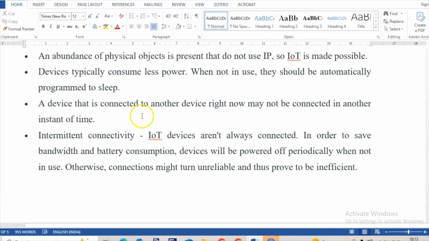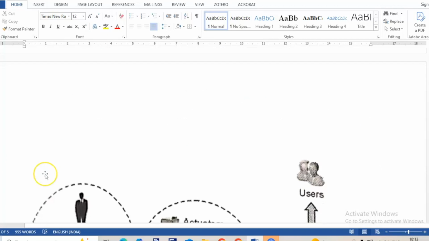A device that is connected to another device right now may not be connected in another instant of time. Intermittent connectivity: IoT devices aren't always connected. In order to save bandwidth and battery consumption, devices will be powered off periodically when not in use. Otherwise, connections might turn unreliable and thus prove to be inefficient.